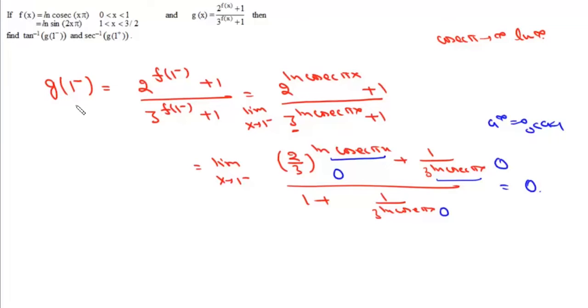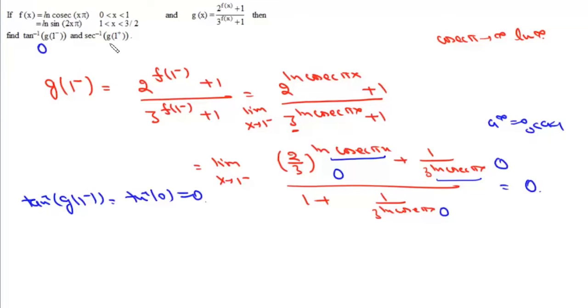So value of g1 negative is 0, and if we find tan inverse g1 negative, it will be tan inverse 0, and tan inverse 0 is simply 0. So answer to this first part is 0.